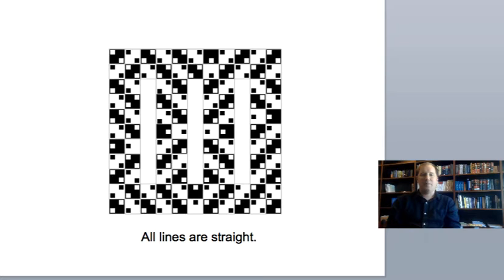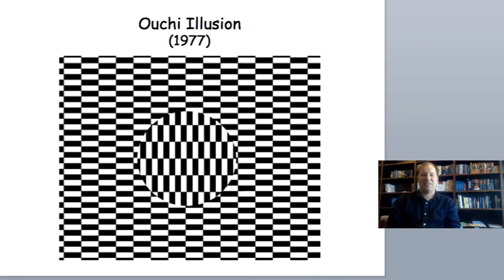Here's another one. All the lines are straight in this particular example. If you don't believe the lines are straight, again, get a ruler. You'll see it is. Here's one called the Wéchsel illusion. Does it look like that circle in the middle is floating over a background?